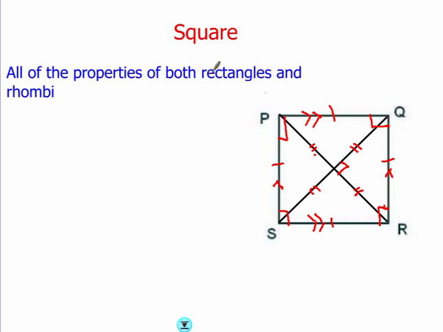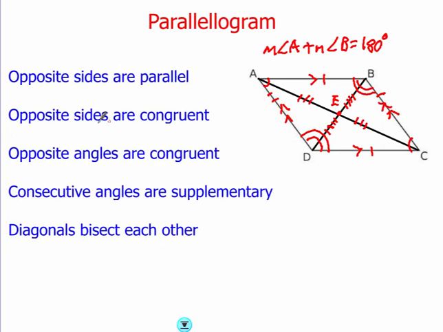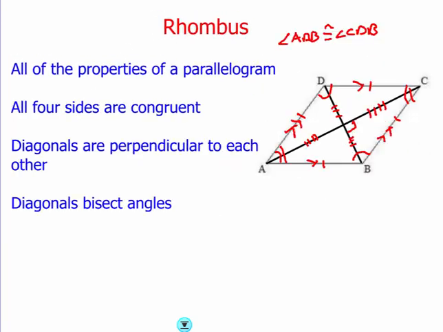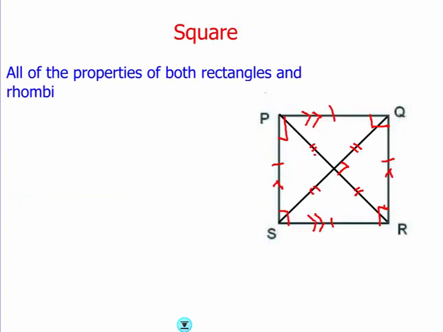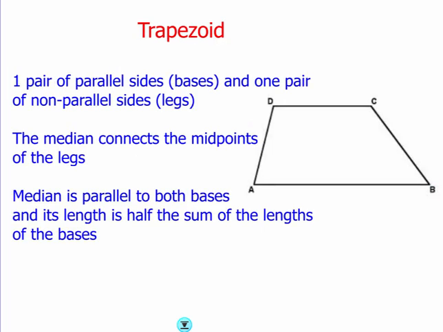So now we're going to kind of move away. All of what we've been talking about so far have been the different types of parallelograms. So we've got a general parallelogram, a rectangle, a rhombus, a square. Those are all parallelograms. The next shapes we're going to talk about are not parallelograms, they're trapezoids.